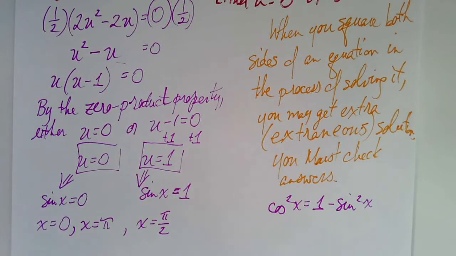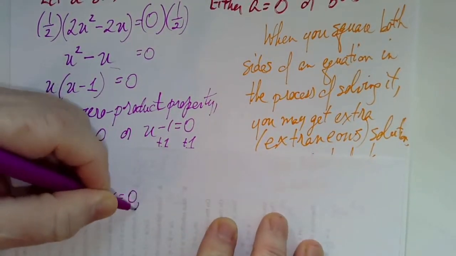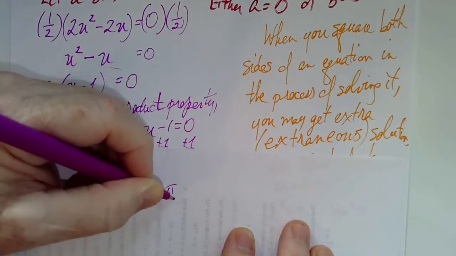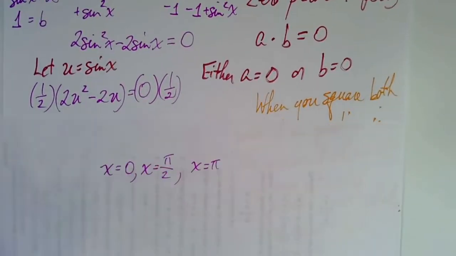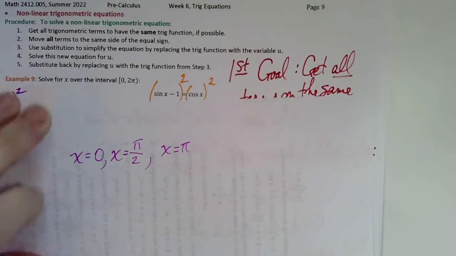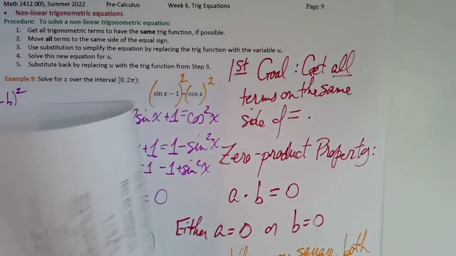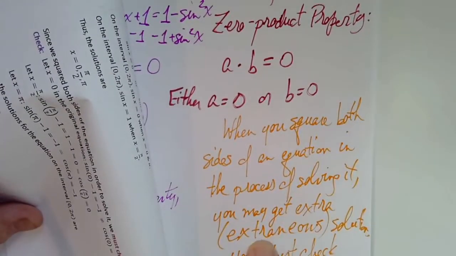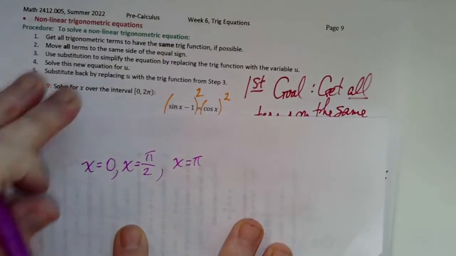So let's see. We've got solutions x equals 0, x equals pi over 2, and x equals pi. And we want to substitute these values into the original equation. We have to do that because we squared both sides in order to solve it. And that can create extraneous roots or solutions, extra solutions.